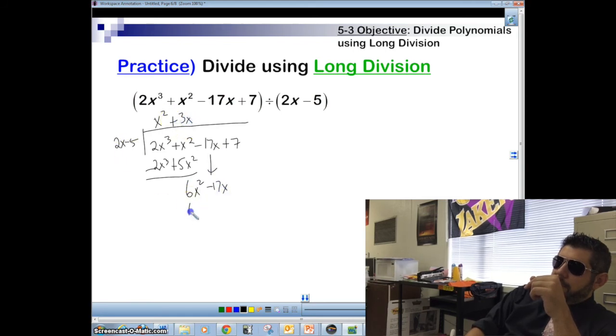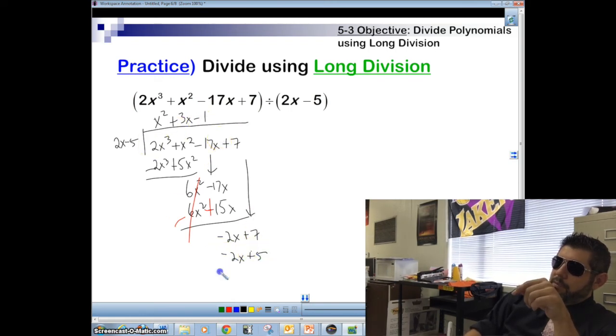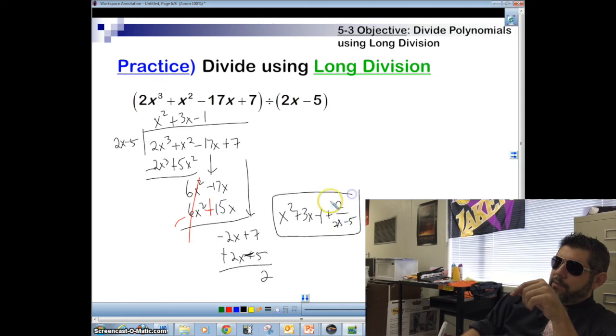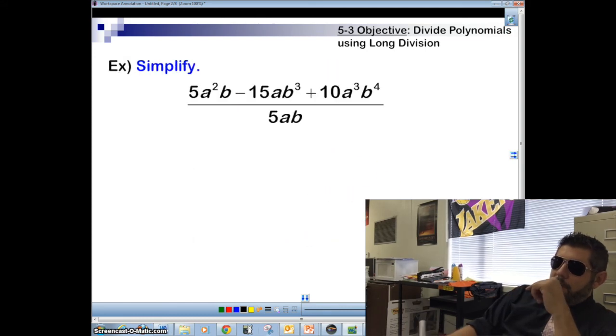So plus 3x, because 3x times 2x is 6x squared. 3x times negative 5 is negative 15x. Change the sign. Okay. Boom, boom. Those cancel out. We're going to get negative 2x. Bring down the 7. So we're going to get minus 1, because negative 1 times 2x is negative 2x. Negative 1 is going to be positive 5. Change the sign, and we're going to get 2. So our answer is going to be x squared plus 3x minus 1 plus 2 over 2x minus 5. All right? Okay. All right, guys.